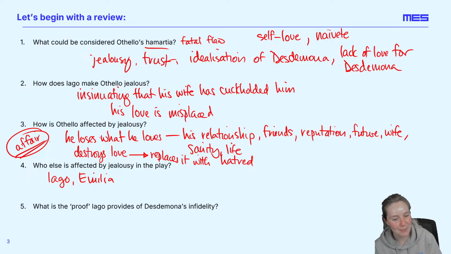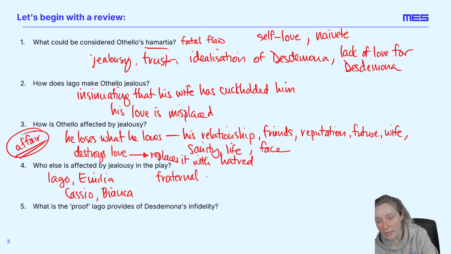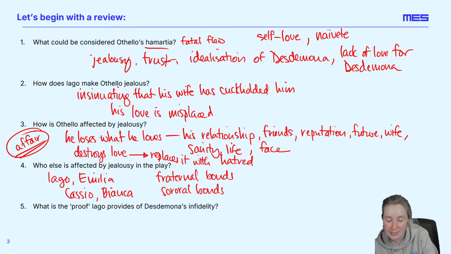His personality, his reputation, all his good qualities. Yes, he loses face. I see what you mean. Absolutely. This love, marriage, relationship, we also have Cassio and Bianca. We have the fraternal bonds between men. We have the sororal bonds between women here. So the brotherly and sisterly relationships we have here.